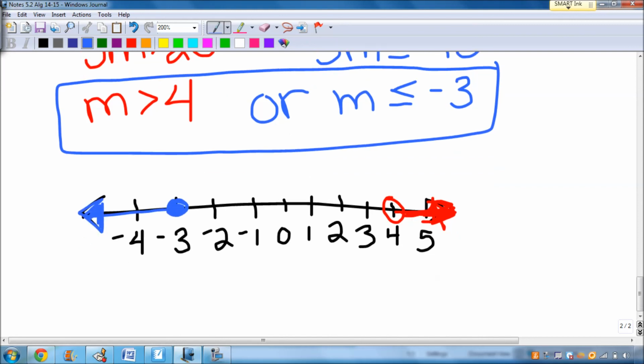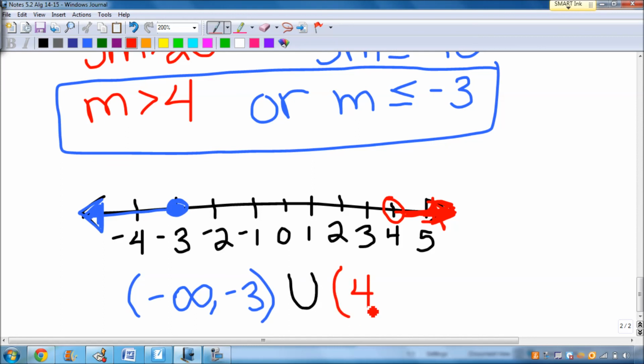Okay, so then right here, this means that everything from negative infinity to negative 3 will work. And then remember, we're going to put our union sign, which means or, okay? And then we'll say that everything from 4 to positive infinity will work. And I apologize, I made a mistake right here. This right here should be a closed bracket because it's equal to 3. So I'll have a closed bracket right there.